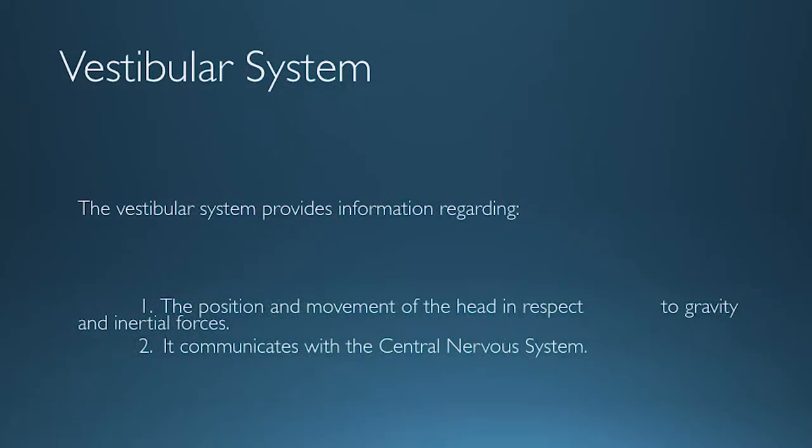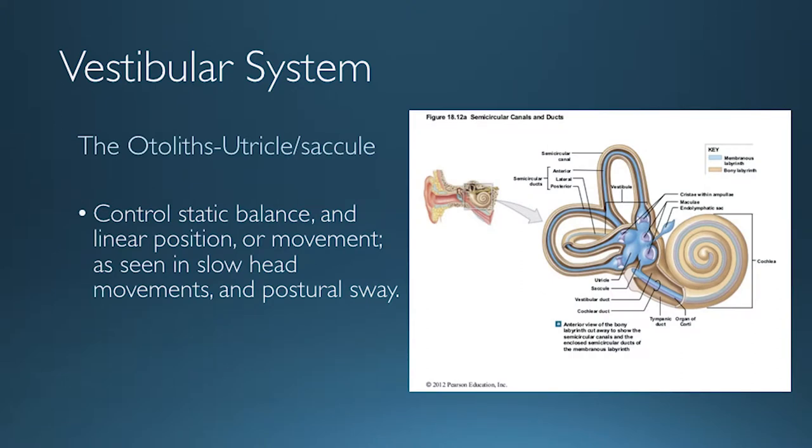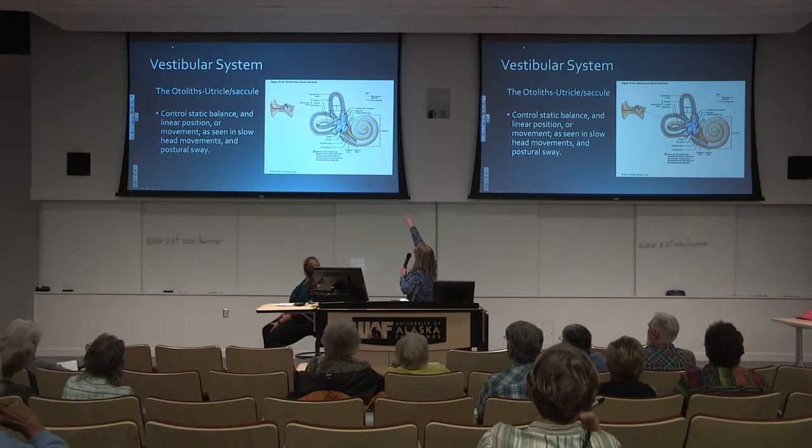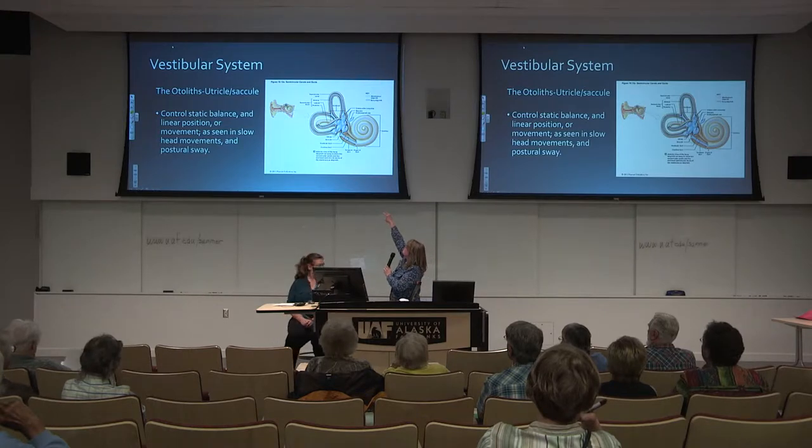Our next system is the vestibular system. This provides information regarding the position and movements of the head with respect to gravity and inertial forces, as well as communication with the central nervous system. In the inner ear, you have two systems. You have the otolith organs, the utricle and saccule, inside the big blue bubble, not the cochlea, and you have the canals, which are semicircular, which I'll discuss next. Where the canals come into this balloon or middle part, that controls your static balance, or your linear position, or your postural sway. It's the head in slow motion. It's really slow, so it tells the brain right away what you're doing if you're shifting a little bit.